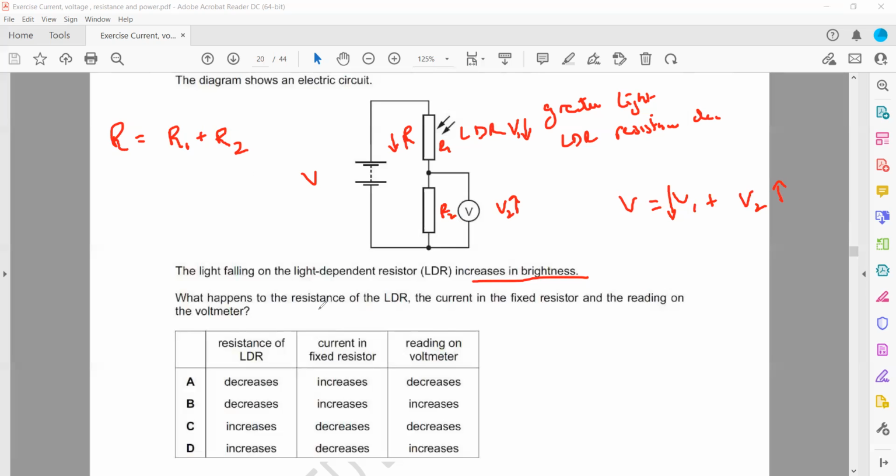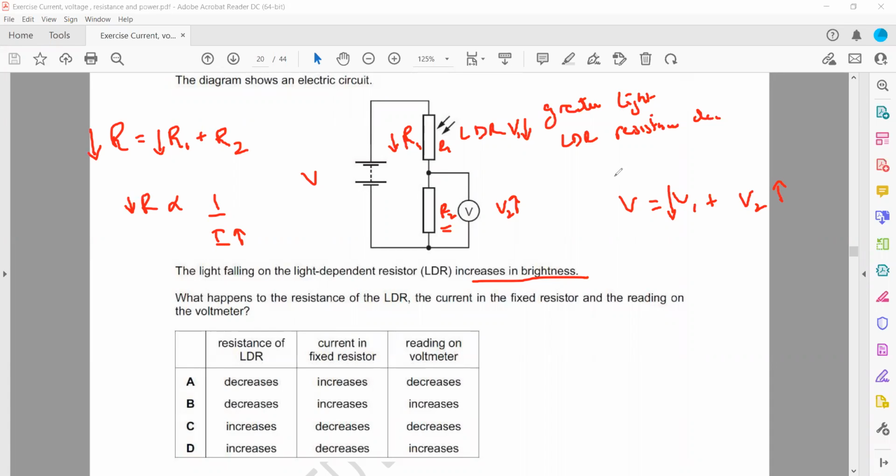So what happens? If there is more light intensity, R1 decreases, the resistance of the LDR decreases. R2 is a constant, a fixed resistor. So the sum of the resistance will also decrease. As the sum of the resistance decreases, the resistance and current in the circuit are inversely proportional. So if the circuit resistance decreases, the current in the circuit will increase.